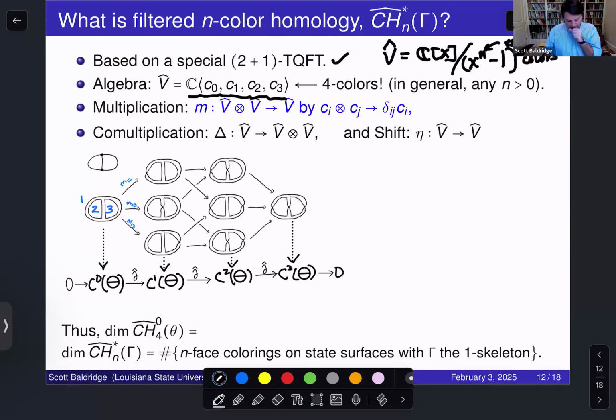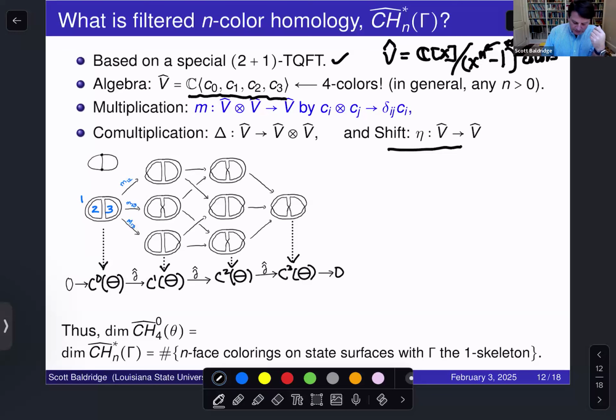And what you can do is write a basis for that vector space in a new basis, C0 through Cn minus 1. Those turn out to be the colors of the system. That algebra has some multiplications and co-multiplications. It also has a shift operator, which shows you that it doesn't behave at all like Khovanov homology. But I'm using things by analogy, right?